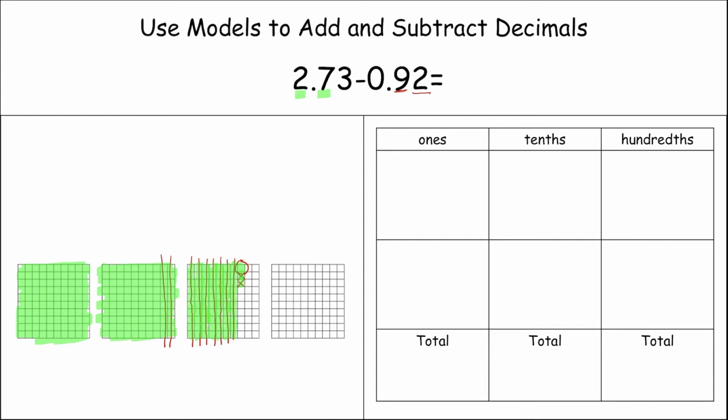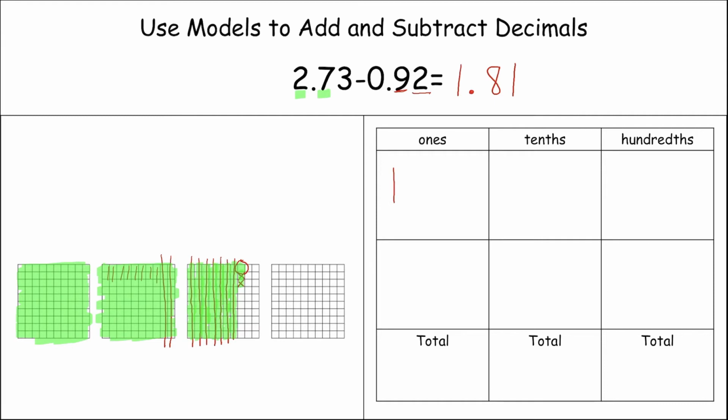How many tenths are left? 1/10, 2/10, 3/10, 4/10, 5/10, 6/10, 7/10, 8/10, and how many ones? So that's 1, 8/10, 1 hundredth. Just like that. Now I'm going to show you with our place value models.